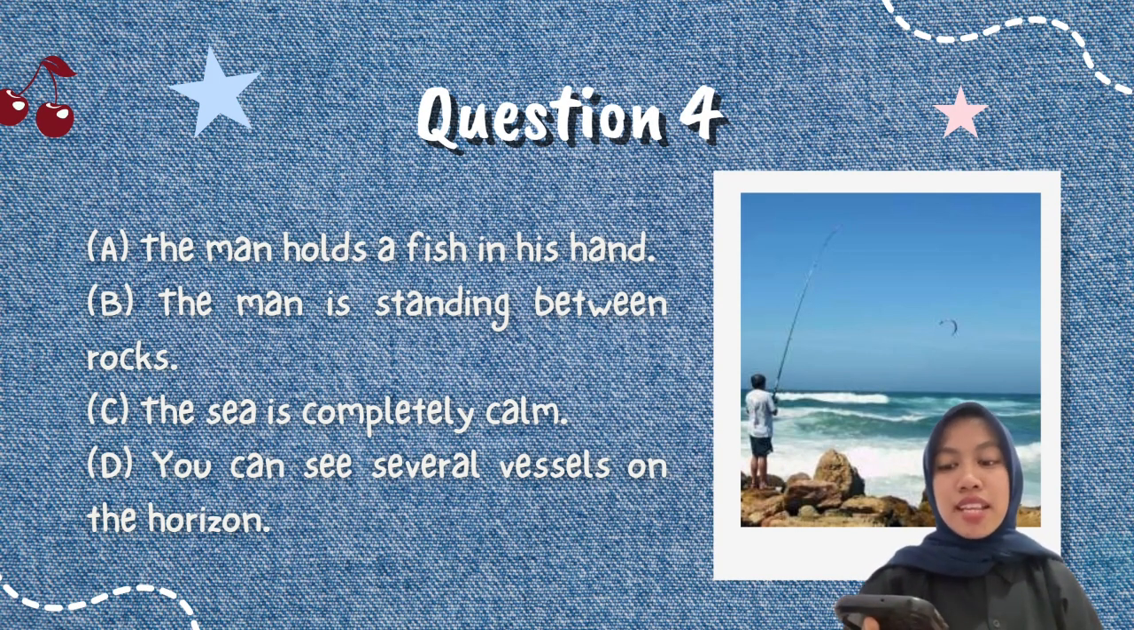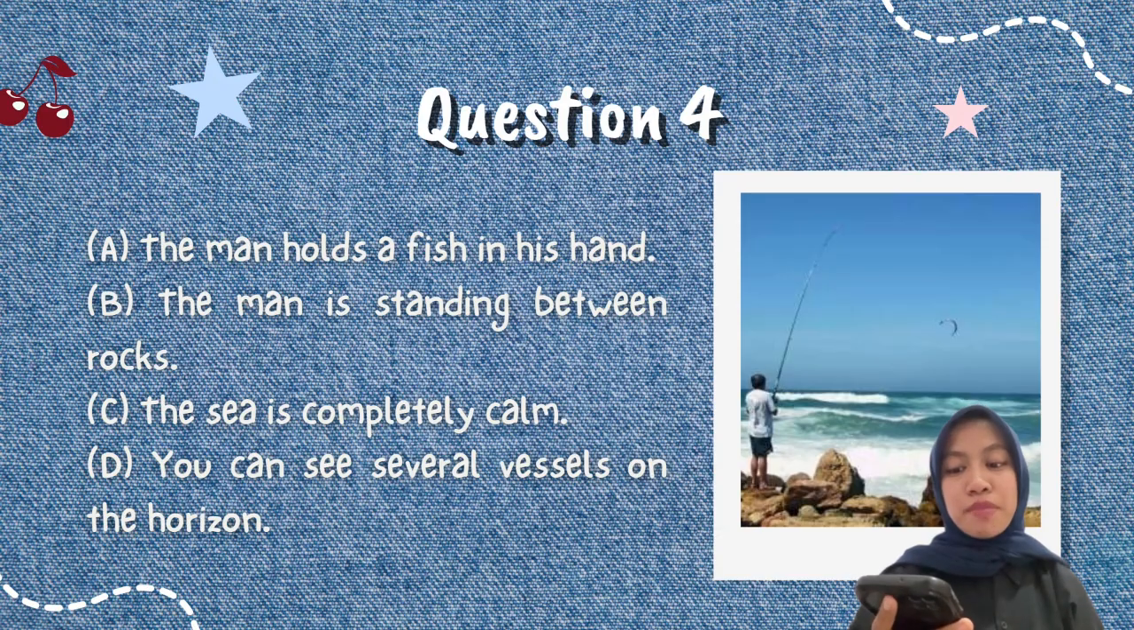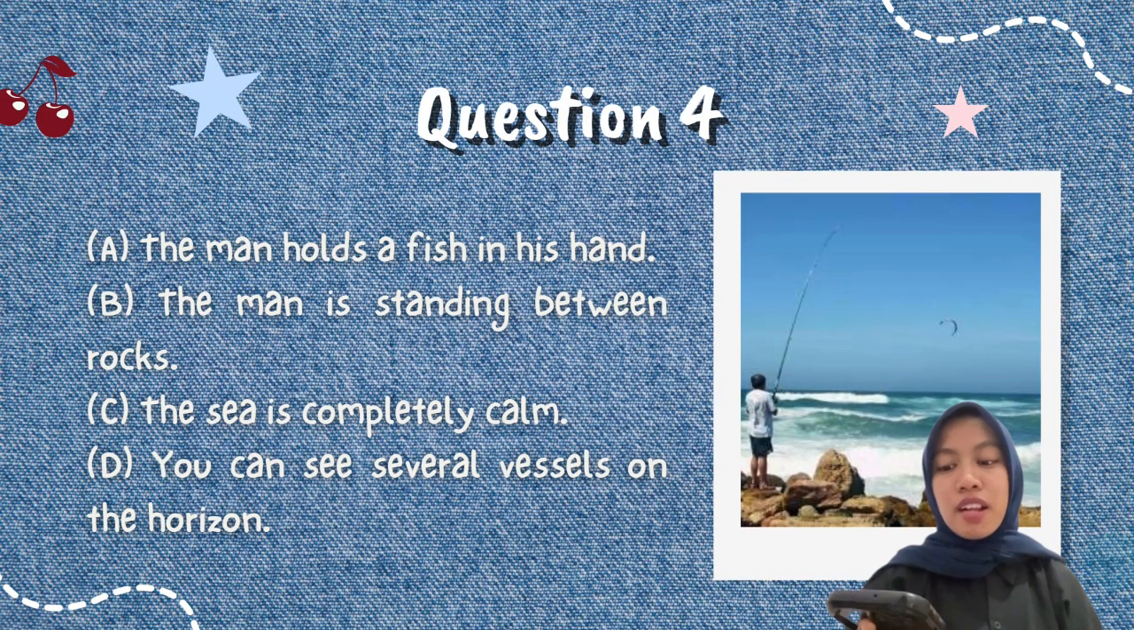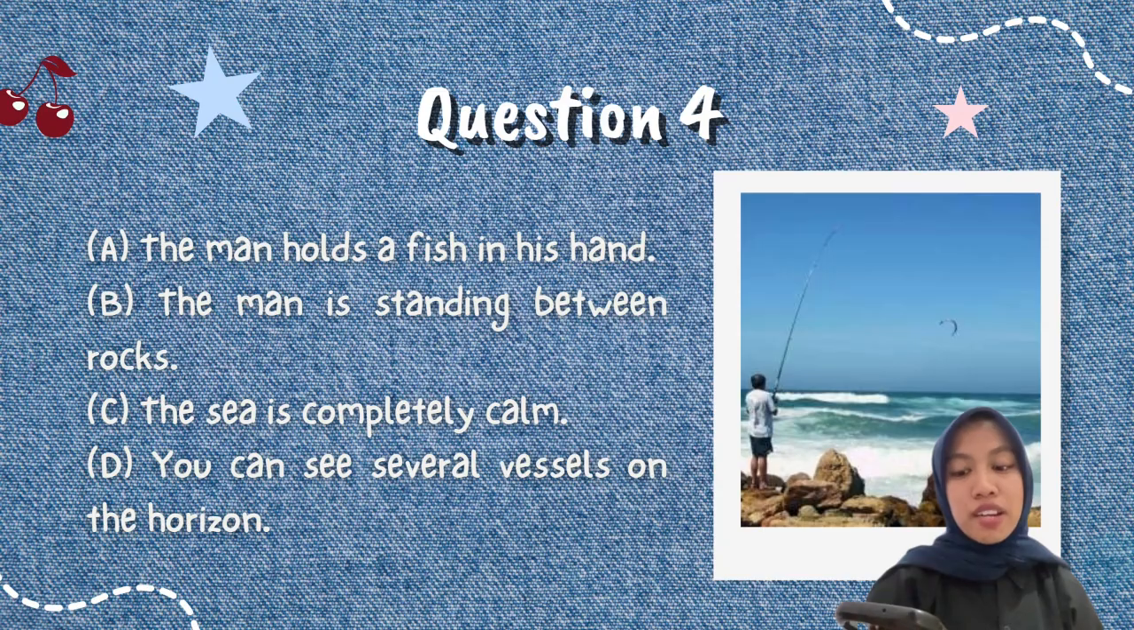Option B. The man is standing between rocks. This is the correct answer. We can clearly see the subject positioned in a gap or a space surrounded by large boulders on the coast. Option C. The sea is completely calm. This statement is false. We can see white foam and breaking waves hitting the shore, which indicates the water is choppy, not calm. Option D. You can see several vessels on the horizon. This is incorrect. If you look at the horizon line where the sky meets the water, there are no ships or boats visible. The area is empty.